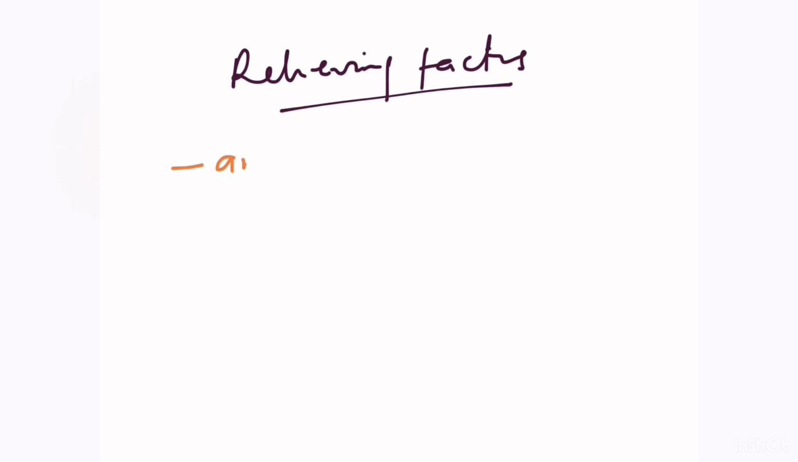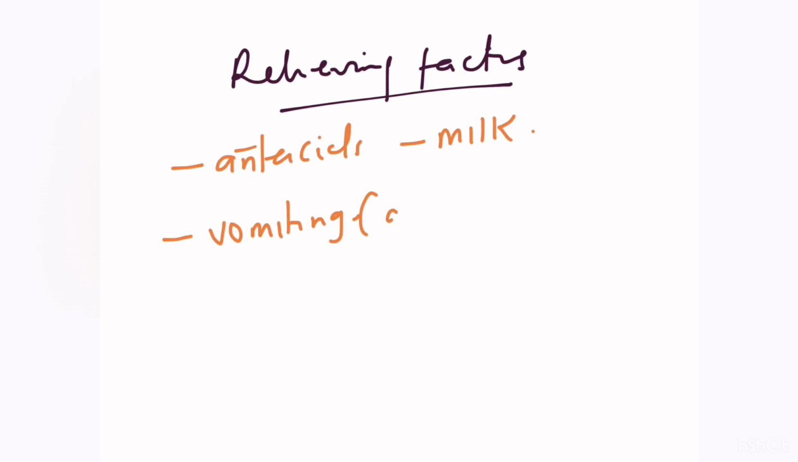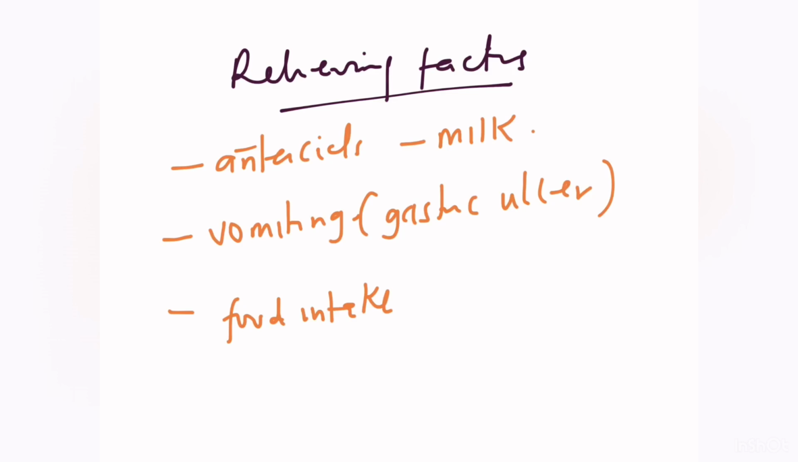Now, what are the relieving factors? The relieving factors include antacid, except if there is perforation to the pancreas. And we have milk also. We have vomiting if the patient is having gastric ulcer. We also have food intake if the patient is having duodenal ulcer.